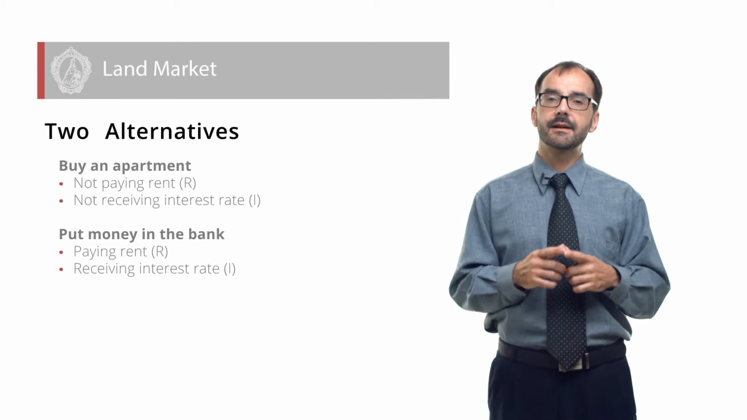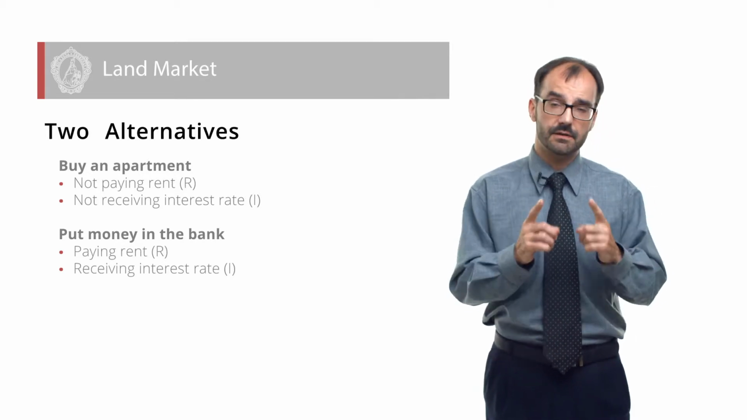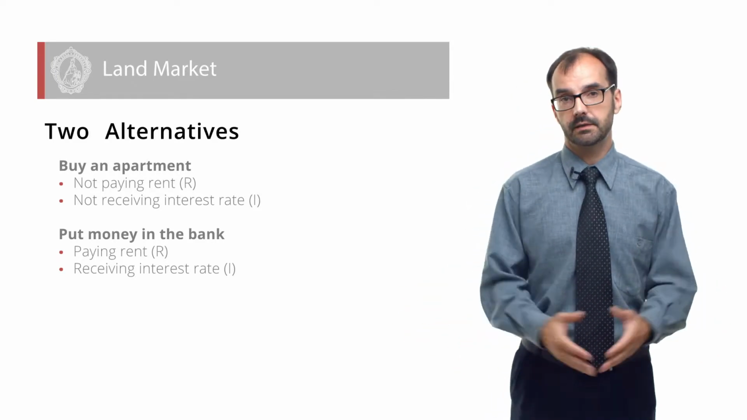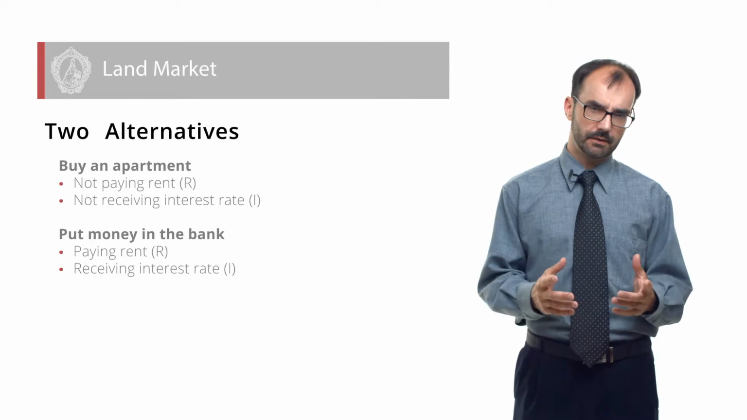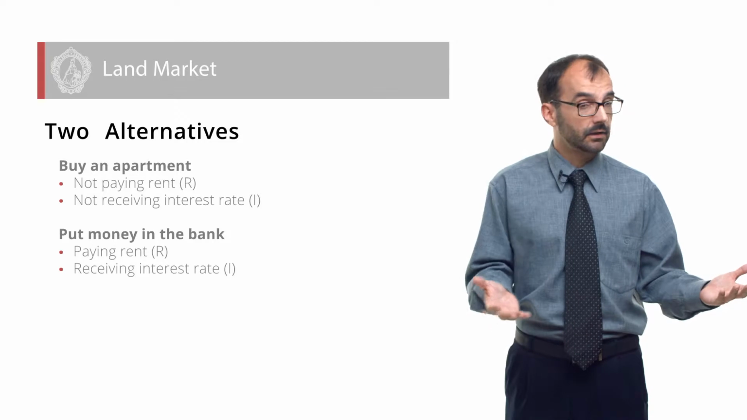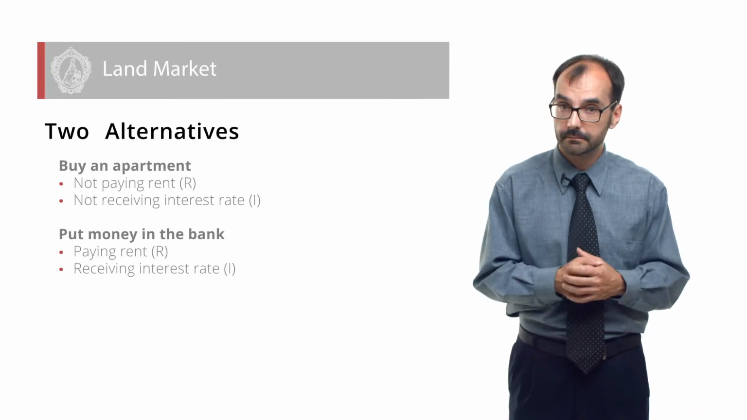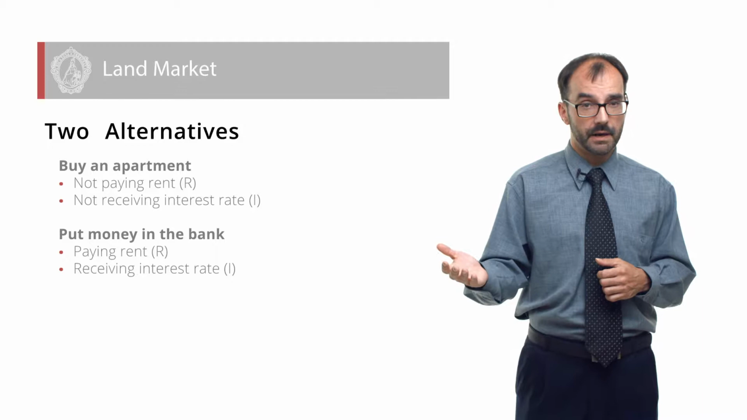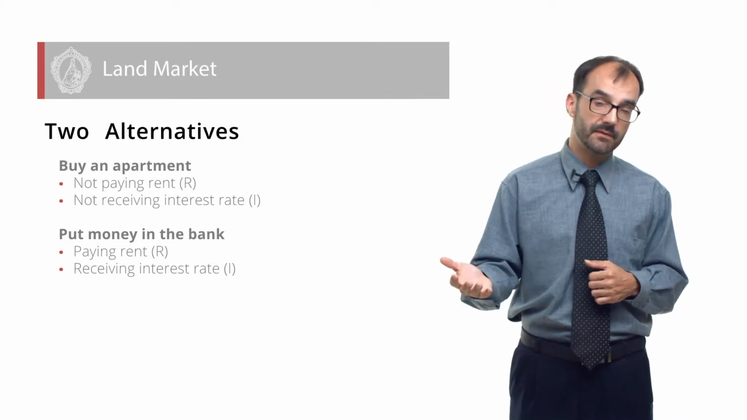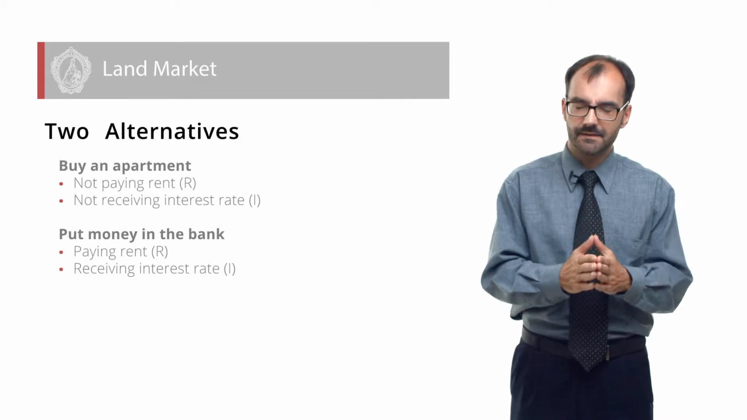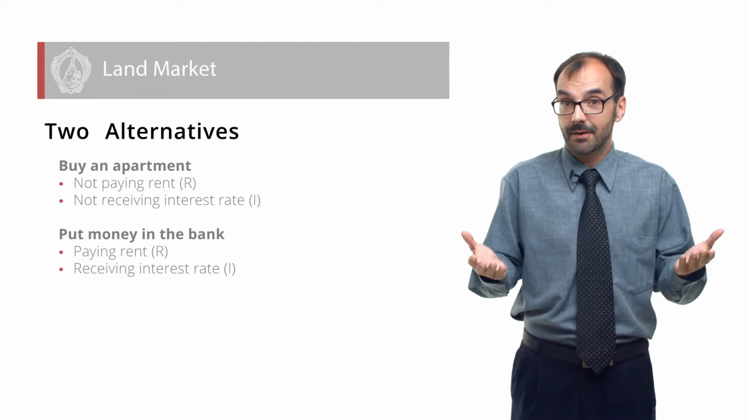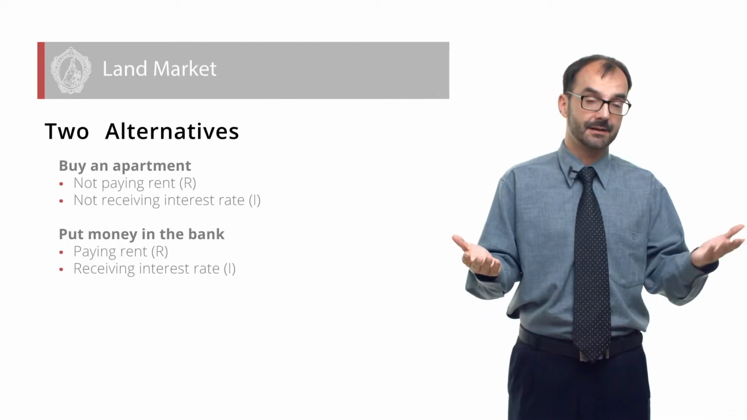So the alternative income is determined by the interest rate for the bank deposit. Let it be a 10% annual rate. So we have two alternatives: to buy an apartment, lose the interest income, and not pay the rent, or to put money in the bank, earn the interest income, and pay the rent. What is the rational decision in this case? It depends on the levels of interest and rent.